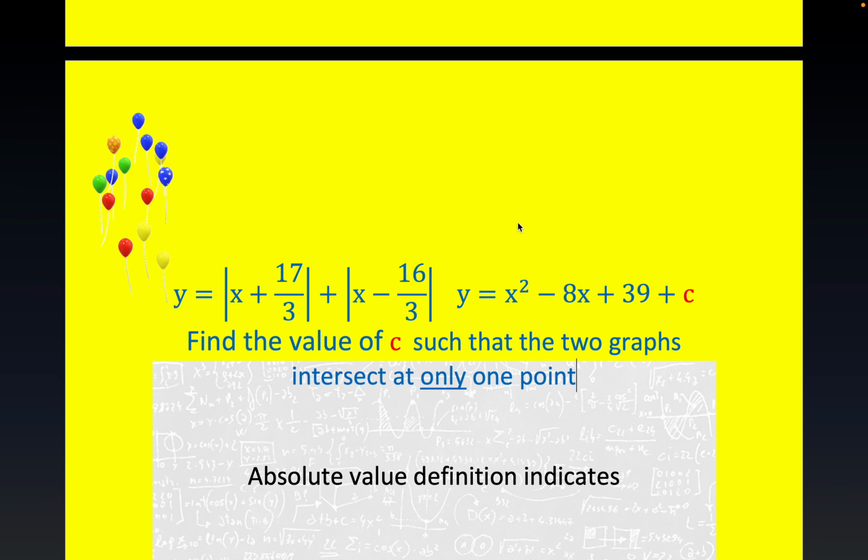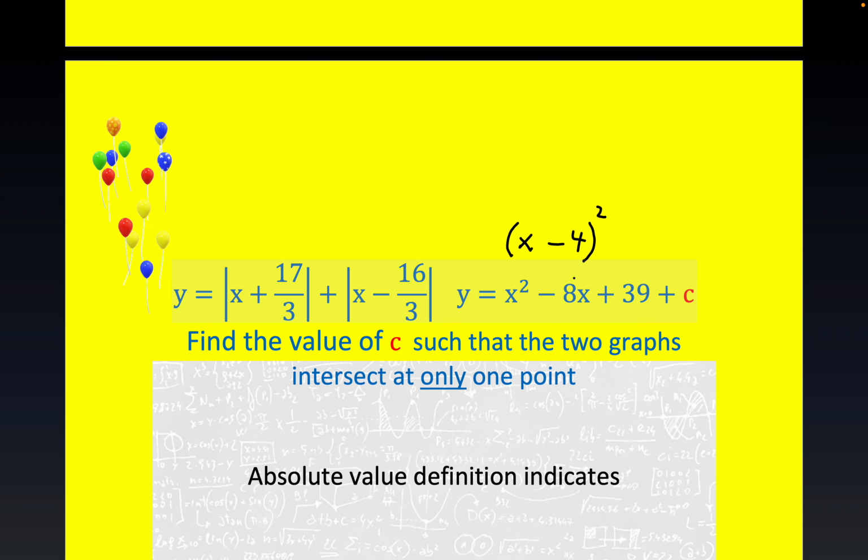Good day, everybody. We have a couple of graphs here, and we're looking for a value of c such that the two graphs will intersect at exactly one point. You can surmise it will be a tangent line type problem, or just tangent. The two graphs are tangent to each other.